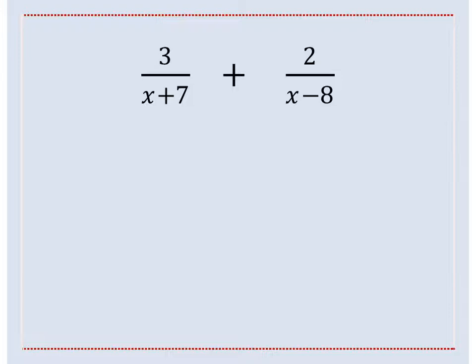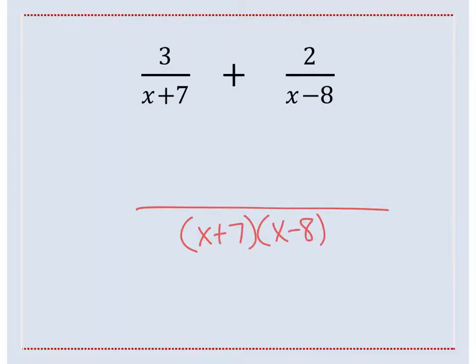So this one, I see my denominator is an x plus 7 and an x minus 8. What's my first fraction missing? X minus 8. What's my second fraction missing? X plus 7. And it is a plus sign in the middle, so I don't have to change any signs.